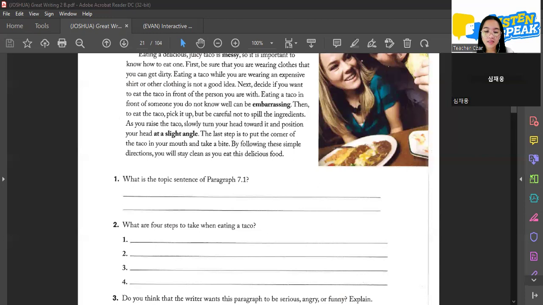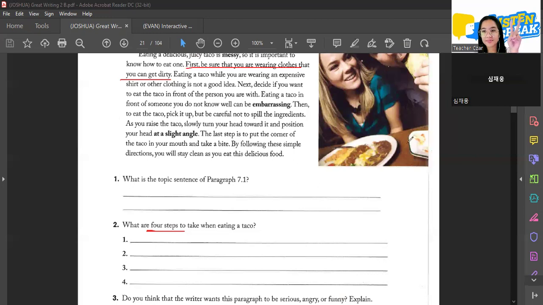The first step, eating the taco. There are four. So what are those? First, be sure that you are wearing clothes that you can get dirty. Okay, great. You have the first one.